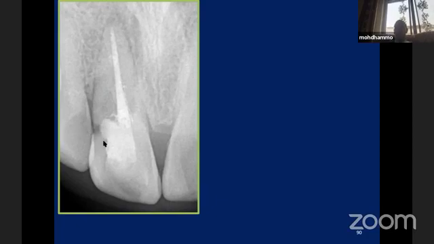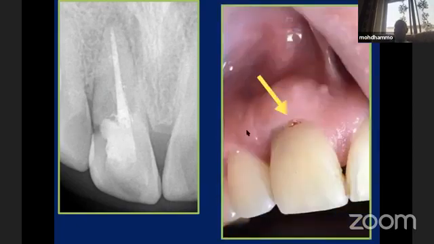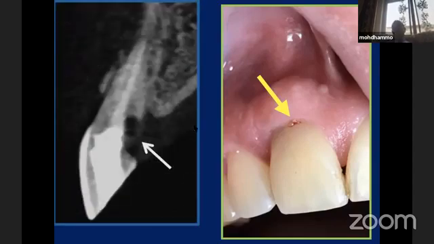So if we want to know what's happening here, this is clinically, and you can see the pink spot. Once I see this pink spot, it is a bad sign of cervical resorption. It means we have a resorption, and with the cone beam, you can see a big resorptive defect.